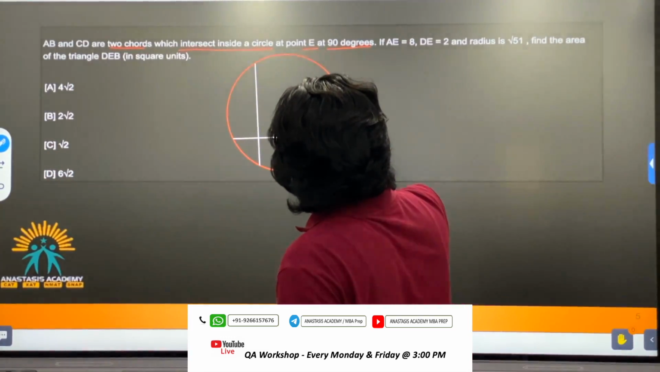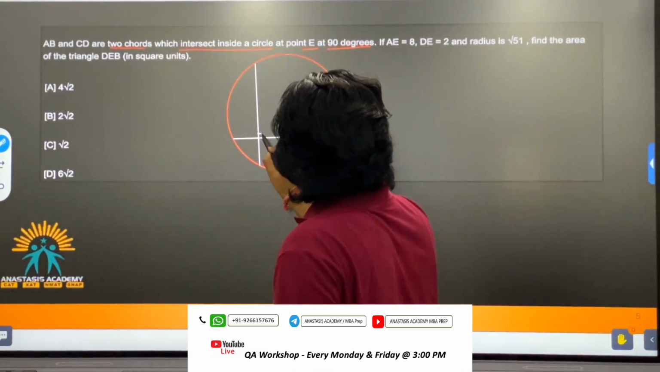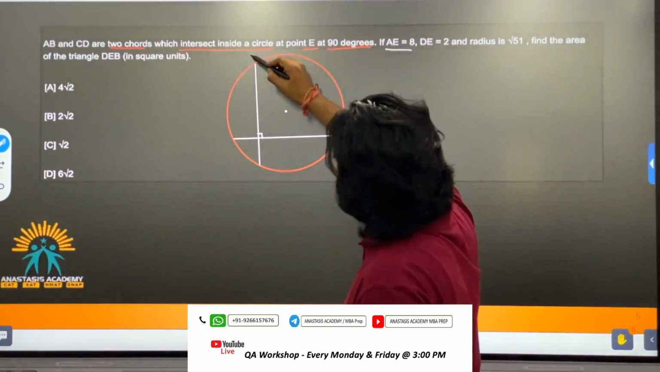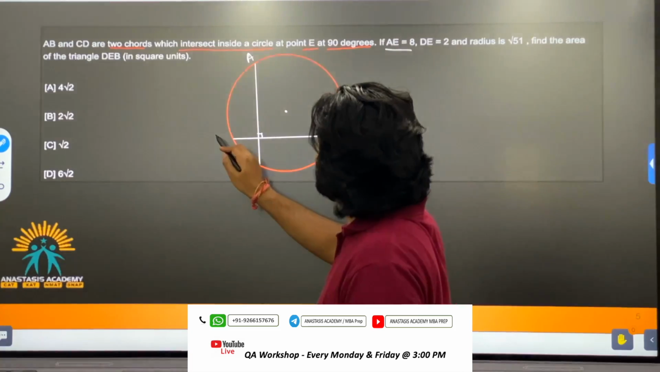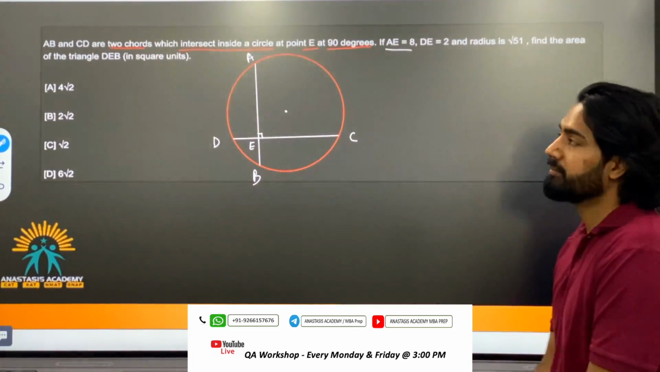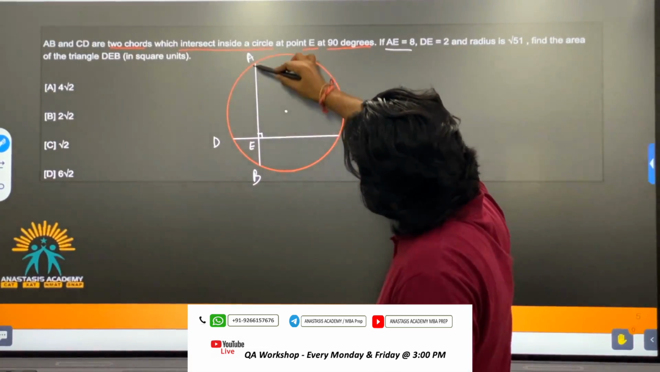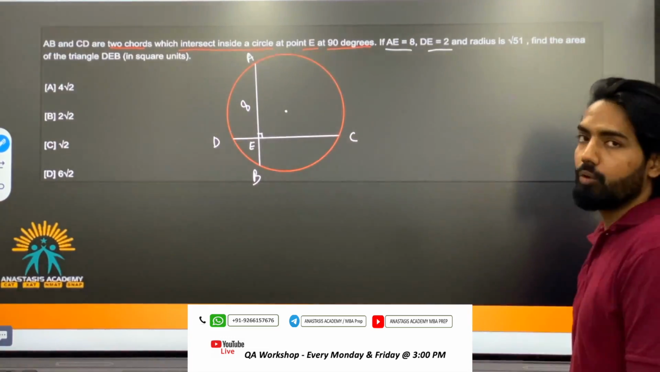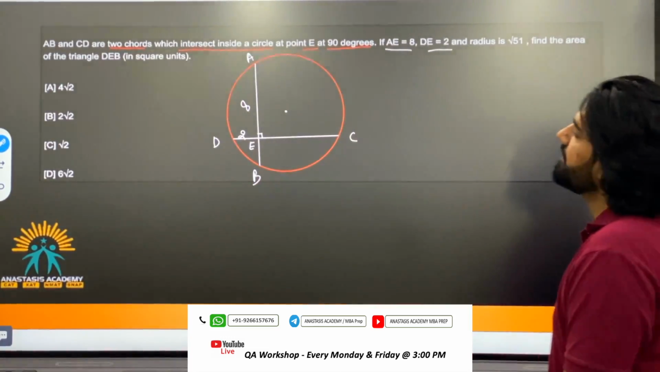This is the center of this circle, right? The chords are AB and CD, and they are intersecting at this point, which is E. Now, it is given that AE is 8 units, and DE is given as 2.